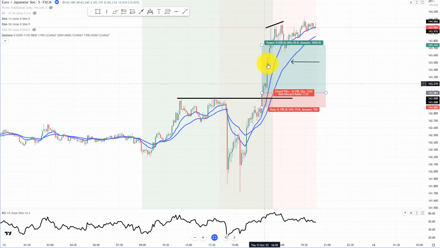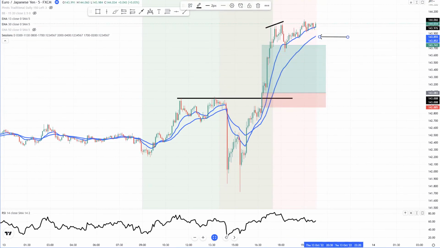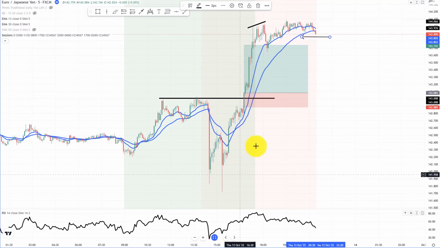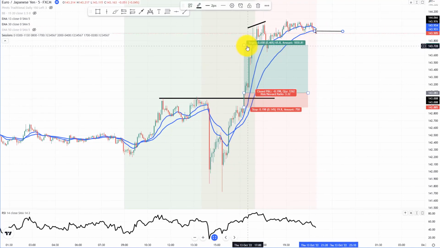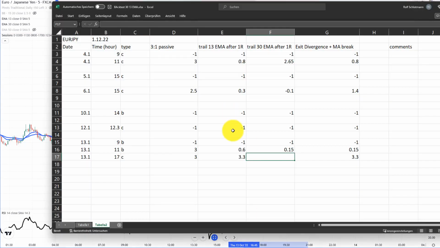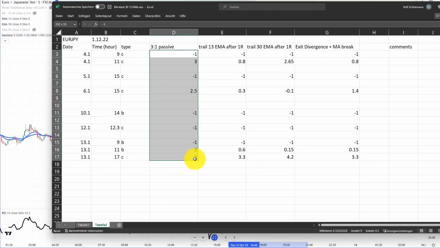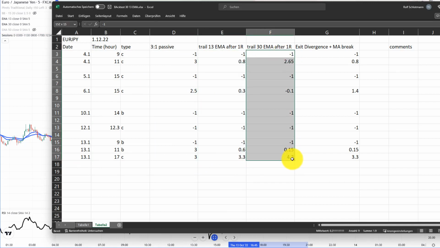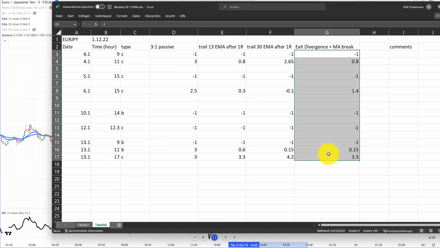Just fast forward. 3R is coming up. And here we are hitting it. 4.2, okay. That was the biggest one so far. So we have 9 trades, 6R, break even, 2R, 1R.